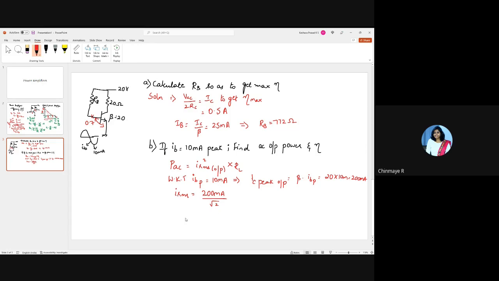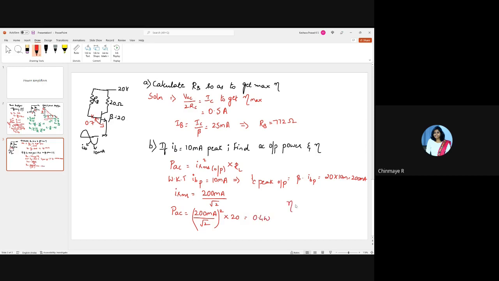Now substitute this back here. PAC is equal to now 200 milliamperes by root 2, the whole square into RL, which is 20 ohms. How much is this? 0.4 watt. Okay, so this is 0.4 watt.